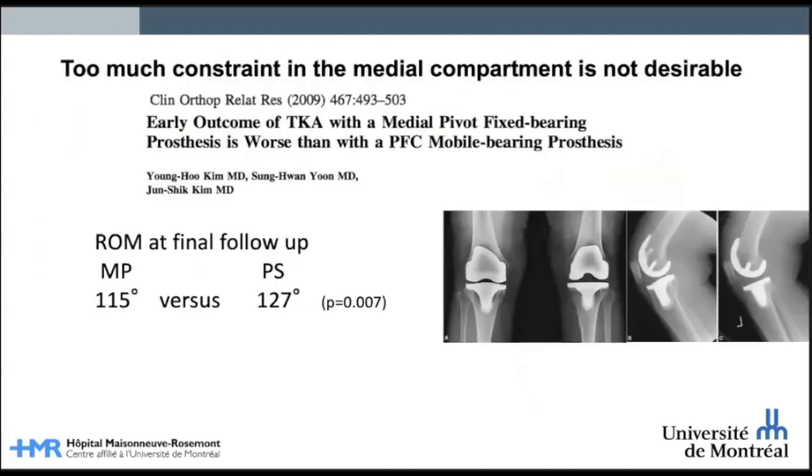Some medial pivot designs in their early phase were quite promising, but as you can see here, it was not well understood that the medial compartment should have some translation, to a lesser extent than the lateral compartment. So in this study, the first evolution of a medial pivot knee had much less flexion than a PS design because the medial compartment was too constrained and did not allow limited translation on the medial side.